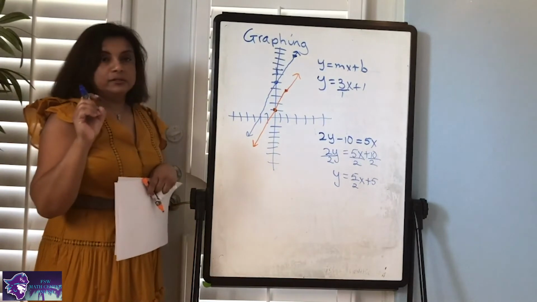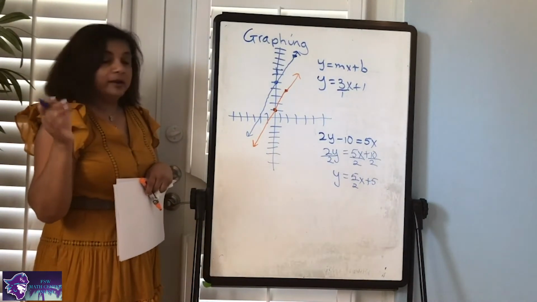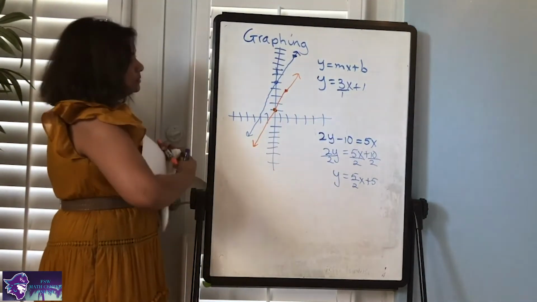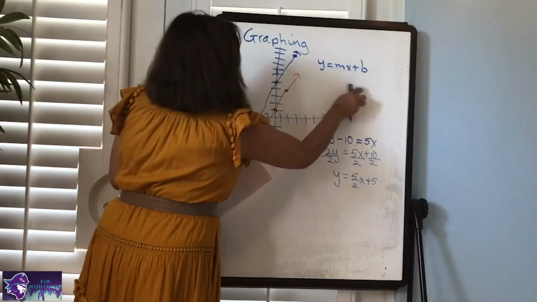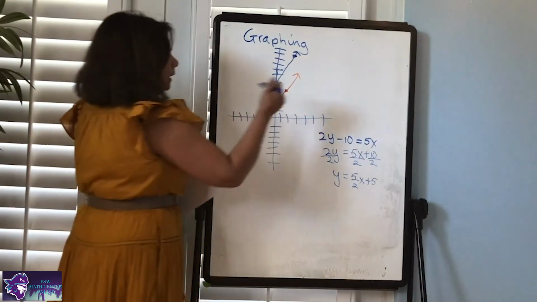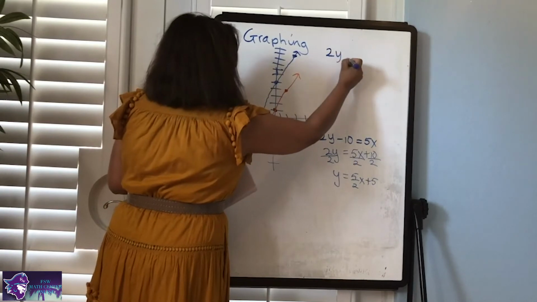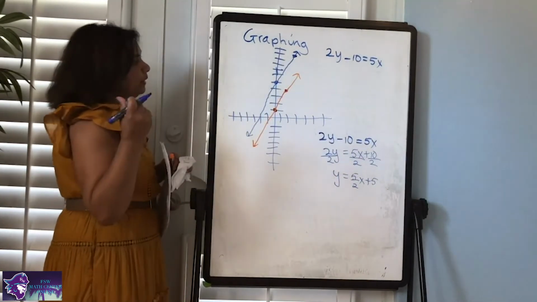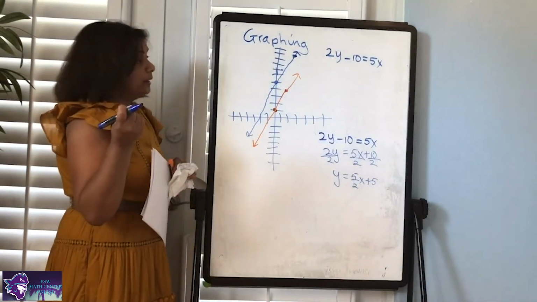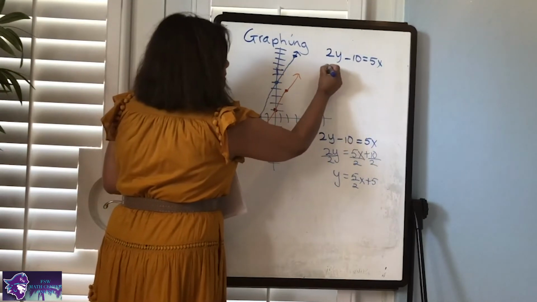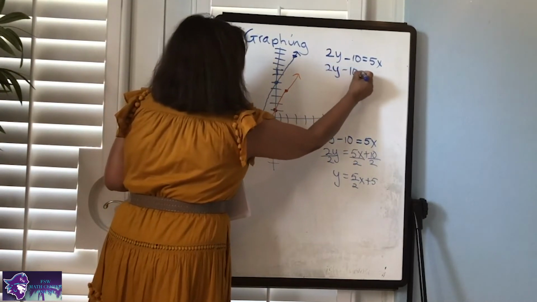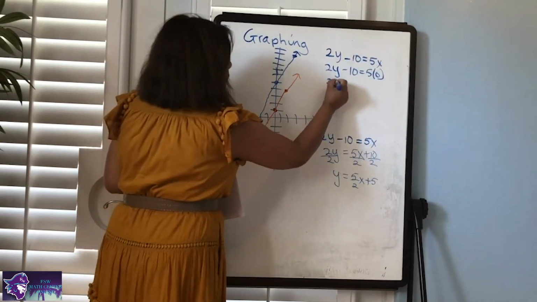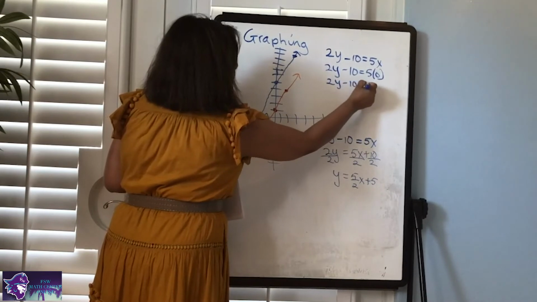Sometimes they'll ask you to graph using specifically the x and the y-intercepts. I'm going to take the same equation, but I'm going to do it with intercepts. So just to get some more space on here, I'm going to take this off. And I'm going to write over the equation 2y minus 10 equals 5x. Now, first of all, if I'm finding my y-intercept, it means I'm going to let my x be 0. So to let x be 0, the equation is now going to look like this. And anything times 0 is 0. So we have 2y minus 10 is equal to 0.